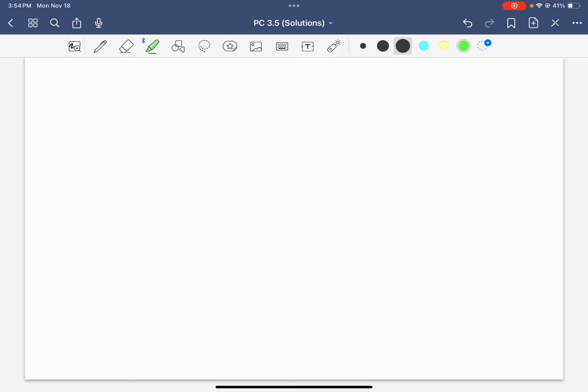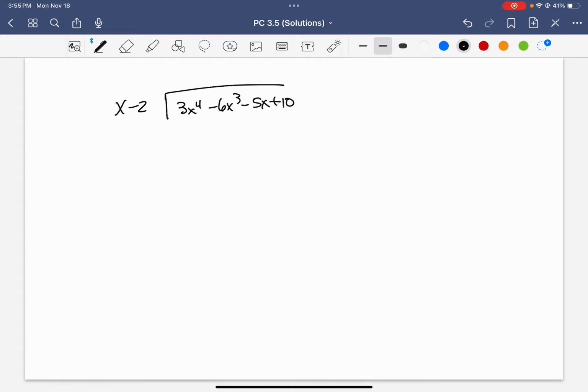So 39. So 39, it says, is this a factor of this? And if so, write out its factorization. Well, to be a factor, we need a remainder of 0. So we're actually going to do the division. So we put in our placeholder that we were missing.